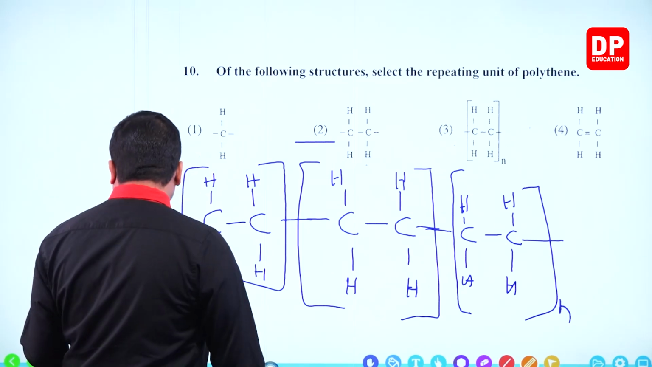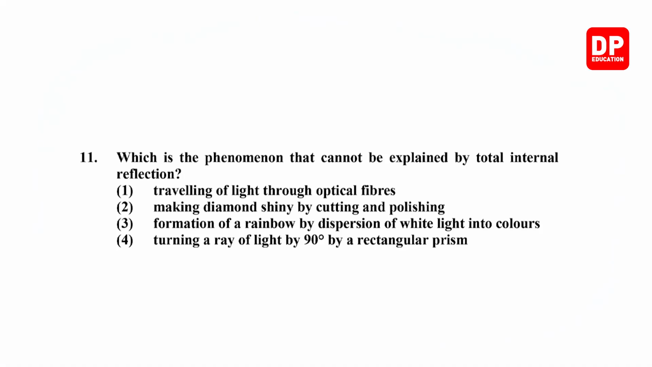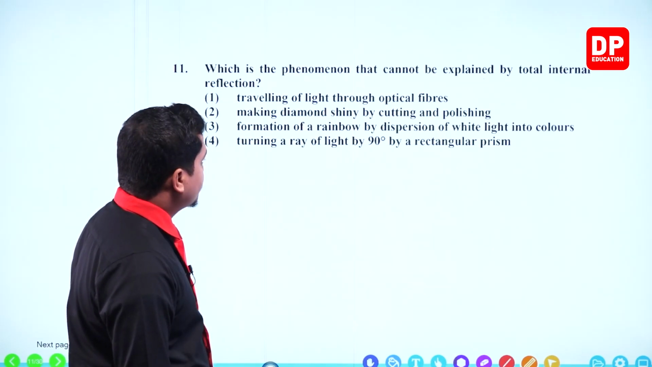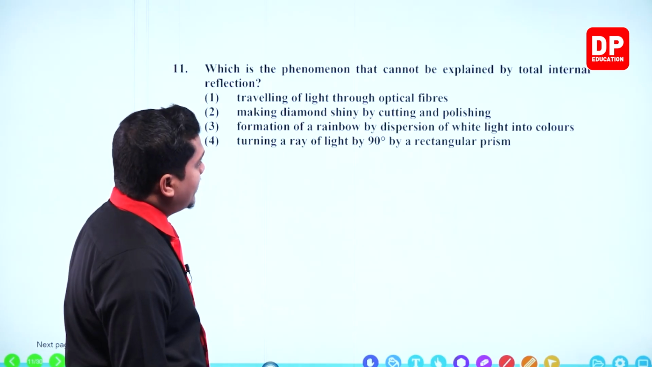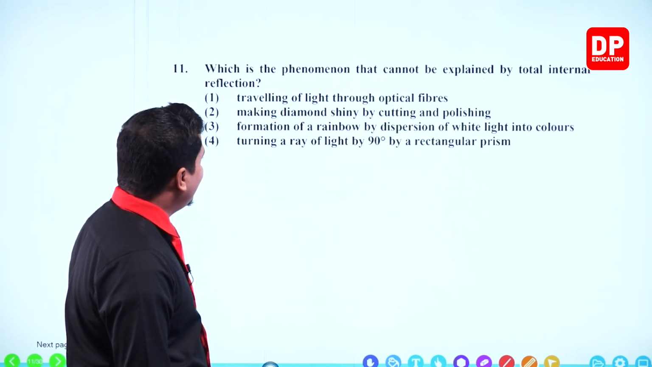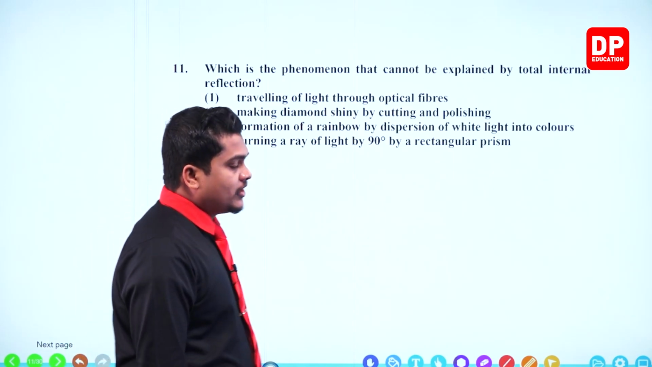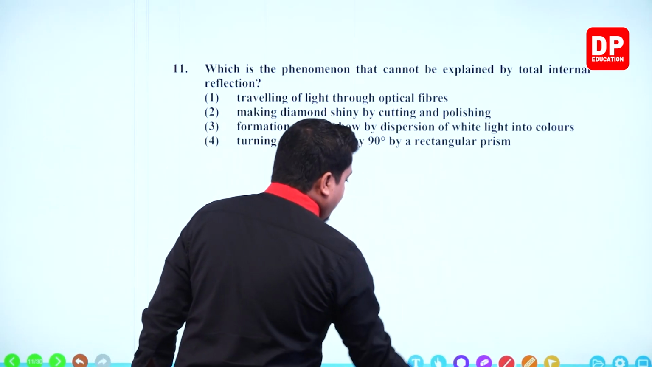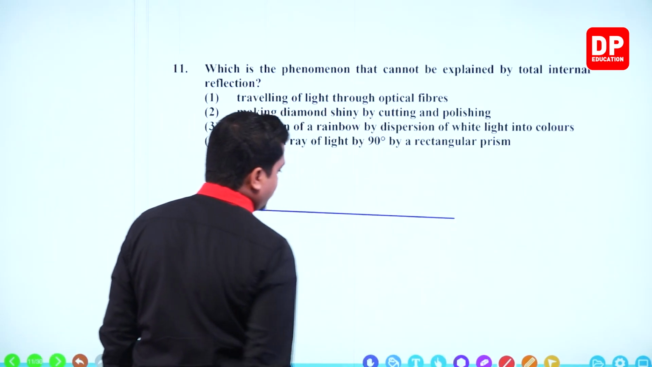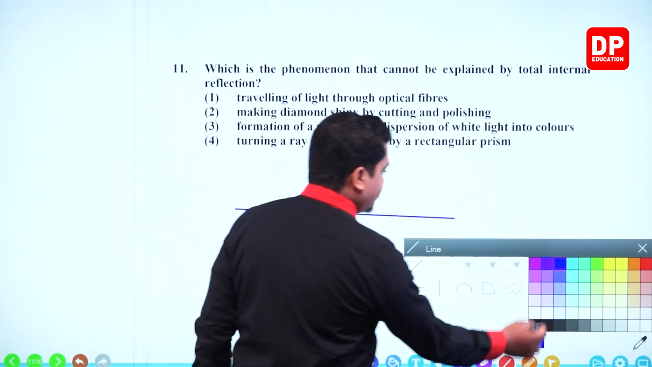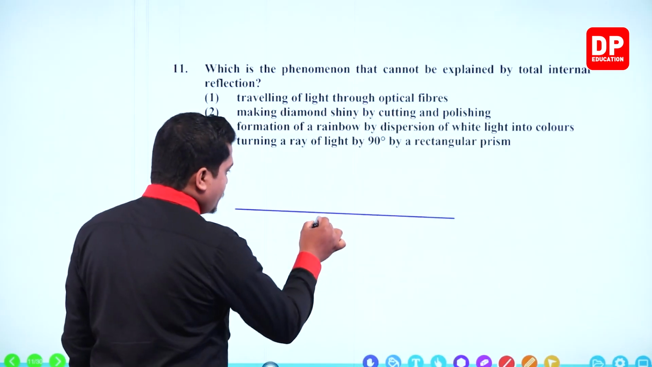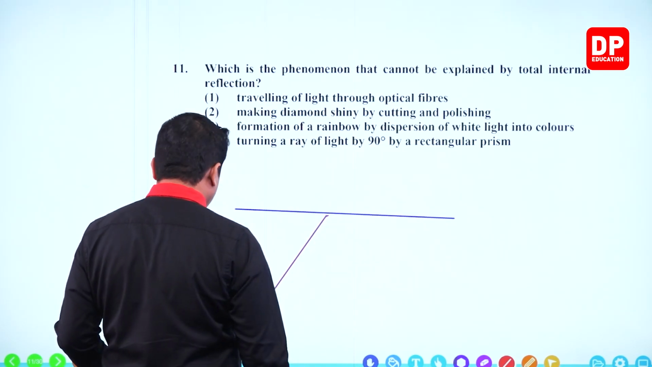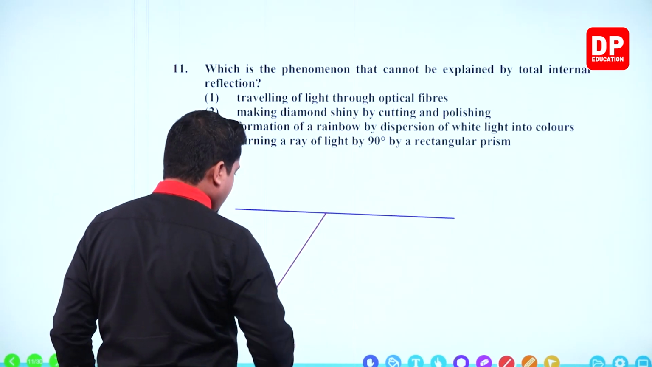Then question number 11. Which is the phenomenon that cannot be explained by total internal reflection? The phenomenon that cannot be explained by total internal reflection. So what is total internal reflection, my dear children? You know that in a refraction, my dear children, there are two media like this.